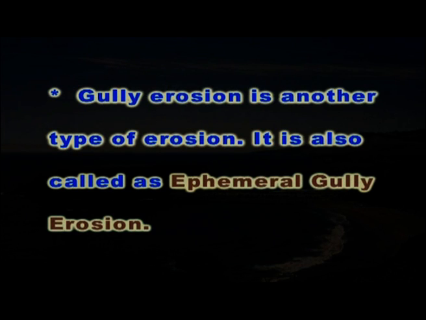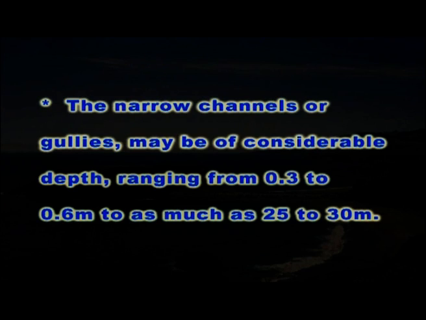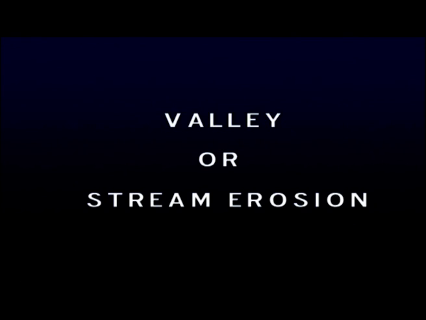Gully erosion is another type of erosion. It is also called as ephemeral gully erosion. It occurs when water flows in narrow channels during or immediately after heavy rainfall or melting of snow in mountainous regions. A gully is sufficiently deep that it would not be routinely destroyed by any tillage operations. The narrow channels or gullies may be of considerable depth, ranging from 0.3 to 0.6 meters to as much as 25 to 30 meters.